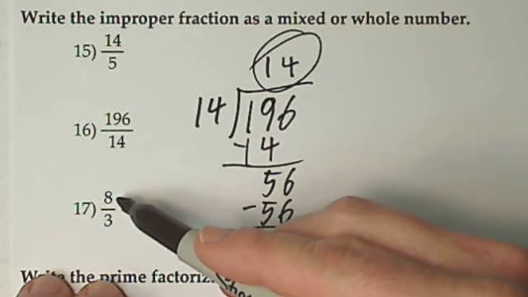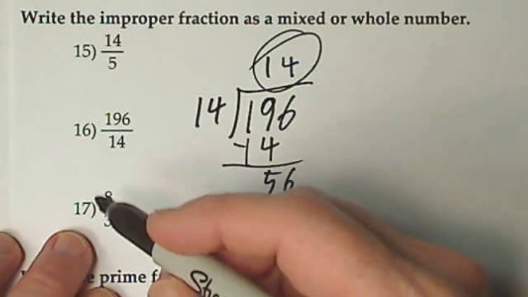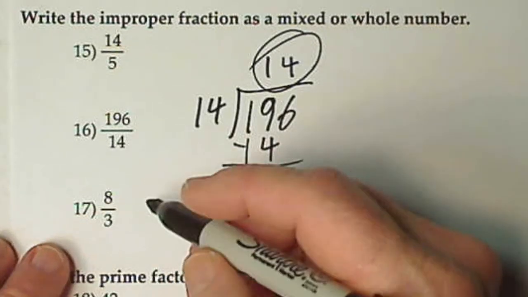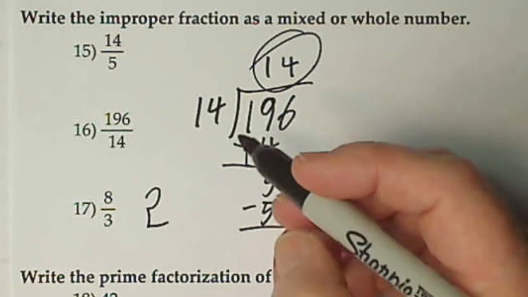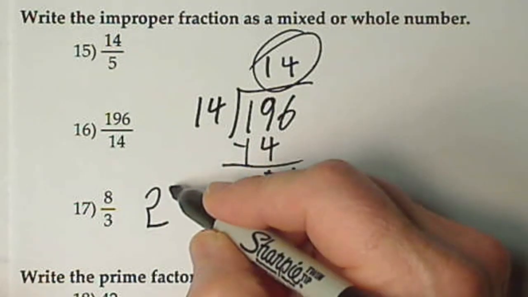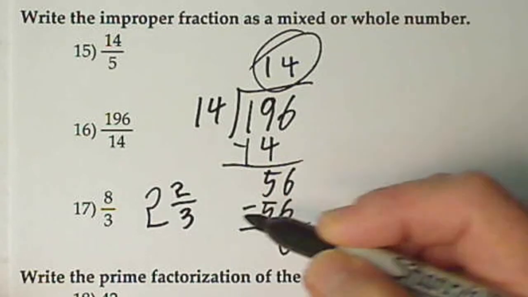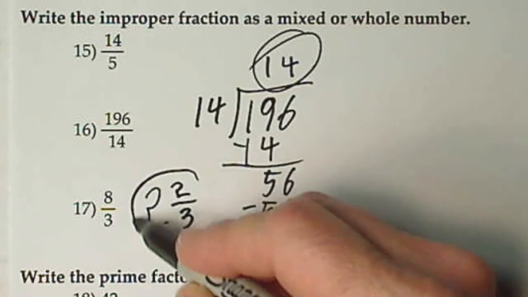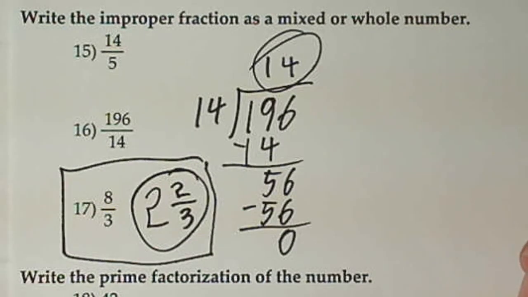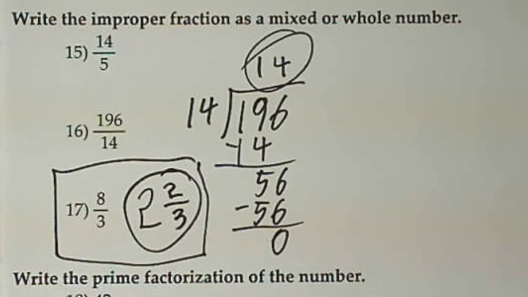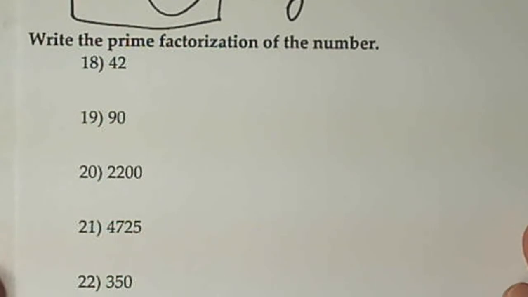Usually there is a little bit of a remainder, like on this one here. 8 divided by 3. 3 goes into 8 twice with 2 left over, and you keep your denominator. Okay? So that would be number 17. All right? Prime factorization. I think we'll put prime on the next video.